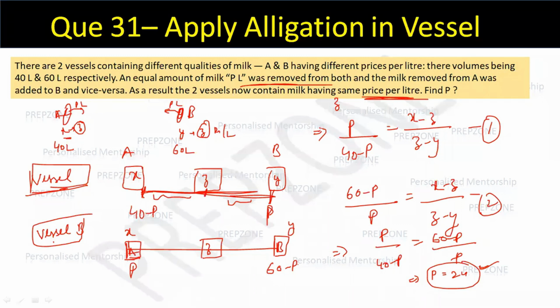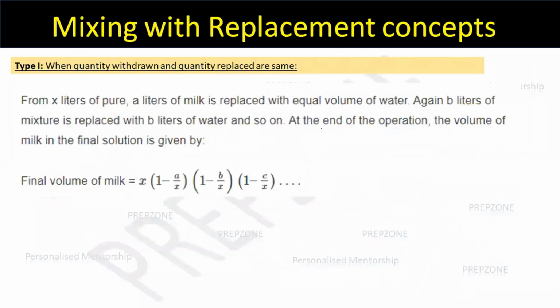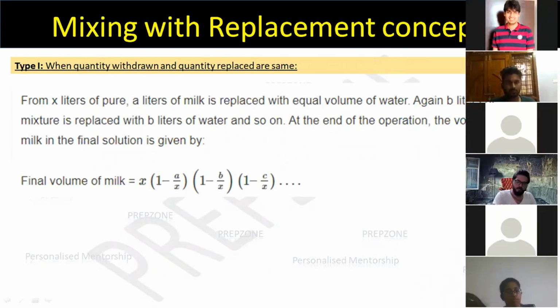So let's jump on to some concepts now. I'll give you 30 seconds to read this first of all. Do not write anything. Try to just read. This is the concept. Sorry, I think I have a typo here.